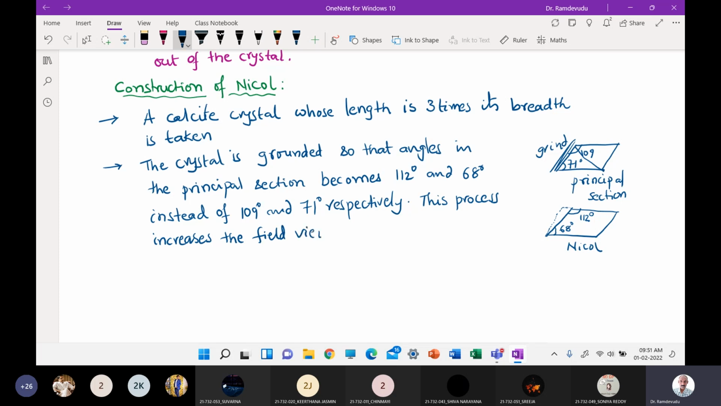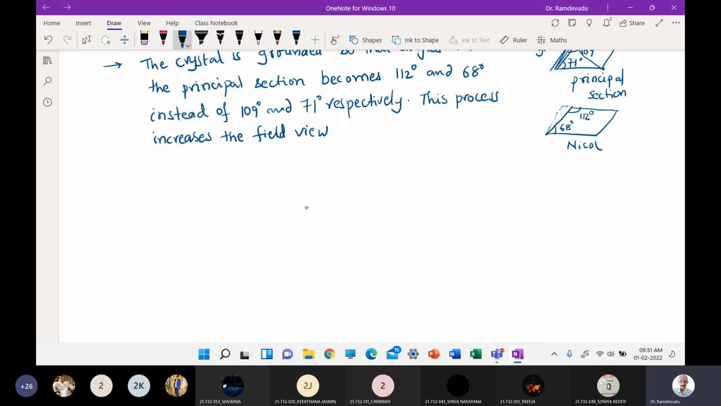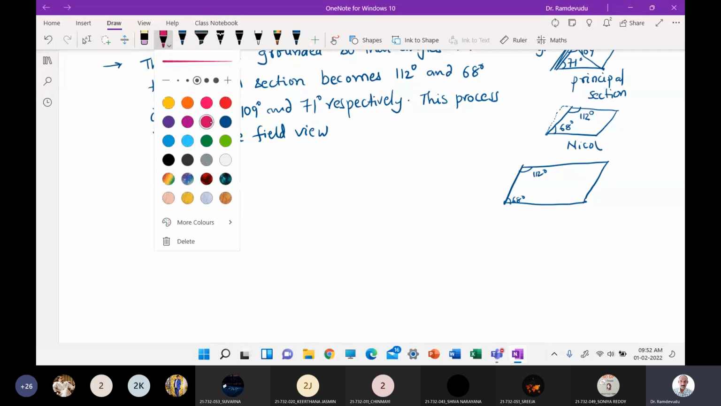After doing this, what I have to do is cut this crystal into two parts. That means I have taken the crystal like this. This is the one we have taken after grinding, and now this angle has become 112 degrees and this one has become 68 degrees after grinding. Now I'll cut this crystal along the diagonal perpendicular to opposite directions into two parts.